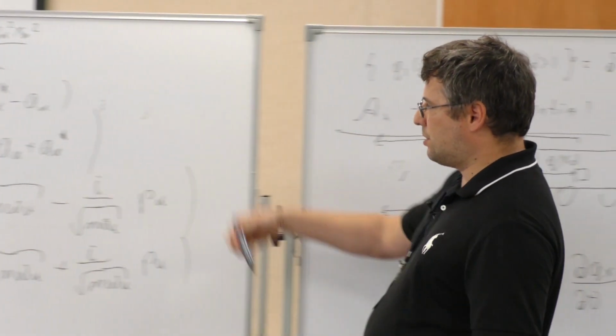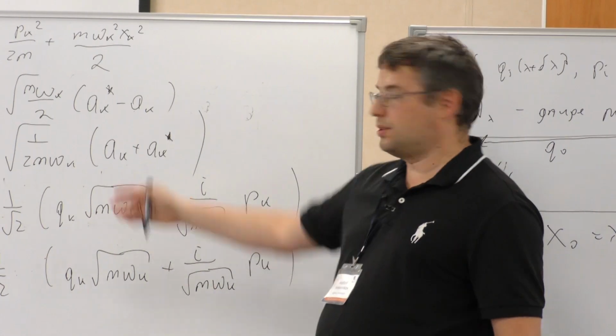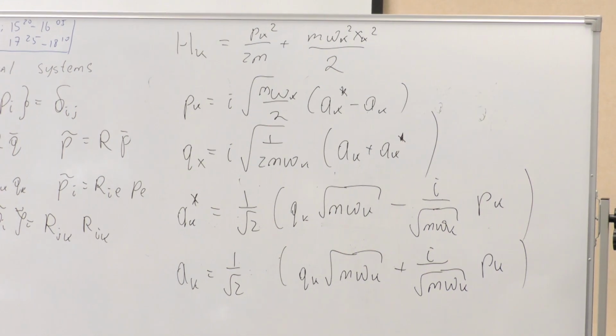So I introduced just another. I have two independent variables, Q and P. I introduced A and A star. And that's exactly how it's done in quantum mechanics. And now the question, I can compute a Poisson bracket between them. Why not?